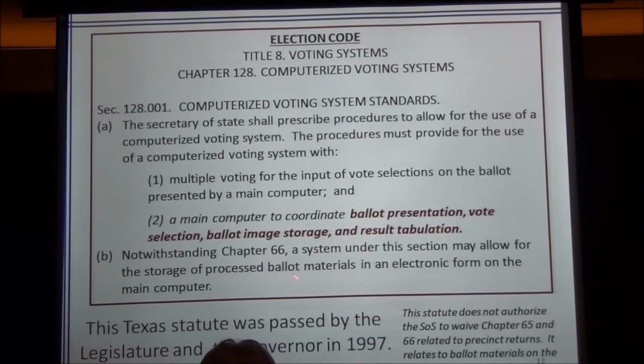So in 1997, the law gets passed that you have to have a main computer to coordinate ballot presentation, vote selection. Think of ballot presentation: you have to see the ballot when you vote. Vote selection is a little wheel. And here are the words: ballot image storage. This ballot is the same as this ballot. You have to store that image. And result tabulation. They're two different things.